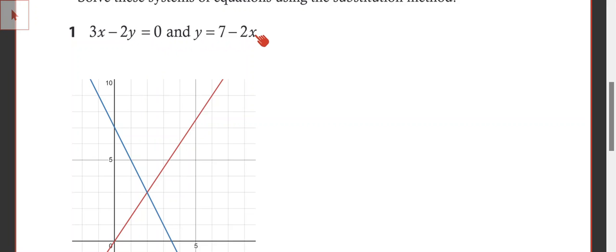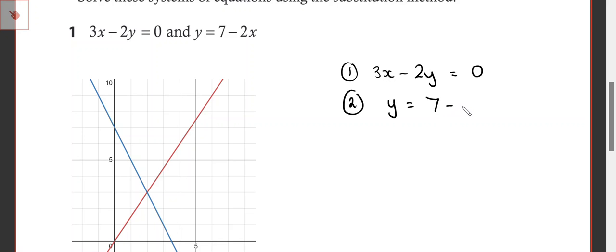plot these 2 equations, right? So equation 1, so this is a way of laying it out, so you can start adding this to your notes now. Equation 1, I'm going to call 3x minus 2y equals 0. And equation number 2 is y equals 7 minus 2x. So I've put both of those as they are into Desmos, and I took a screenshot, and I got this. This red line represents one of them, this blue line represents another one.